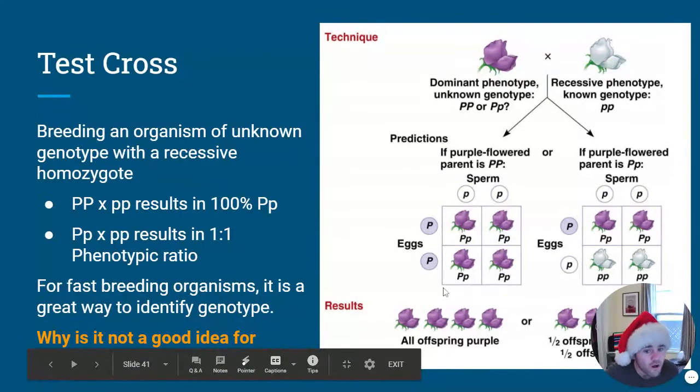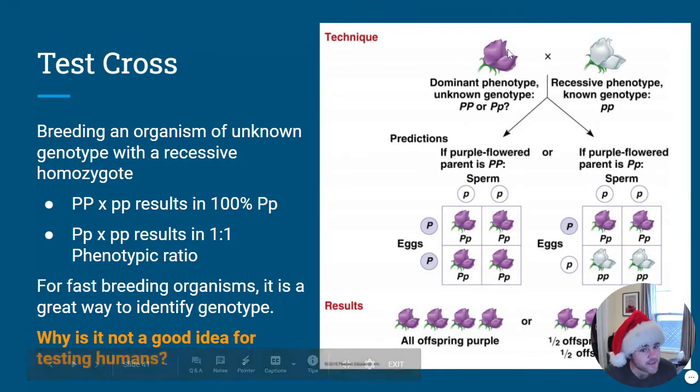If the offspring are all purple, you know that original flower was homozygous dominant. But if you get some white flowers, you know it had to have been heterozygous, because the only way you can get recessive is if you get a recessive allele from both mom and dad.